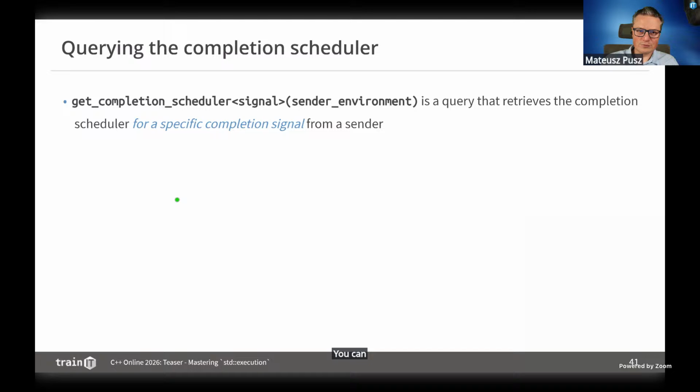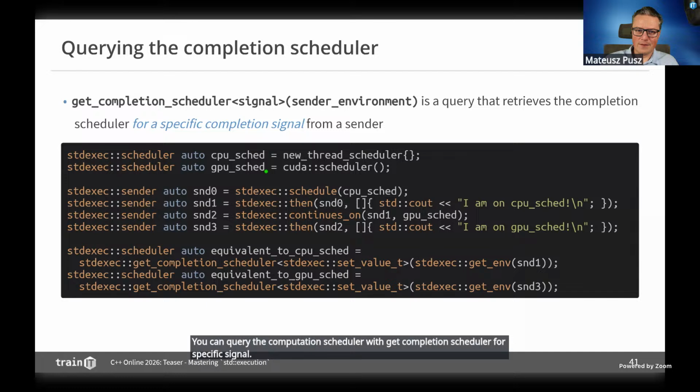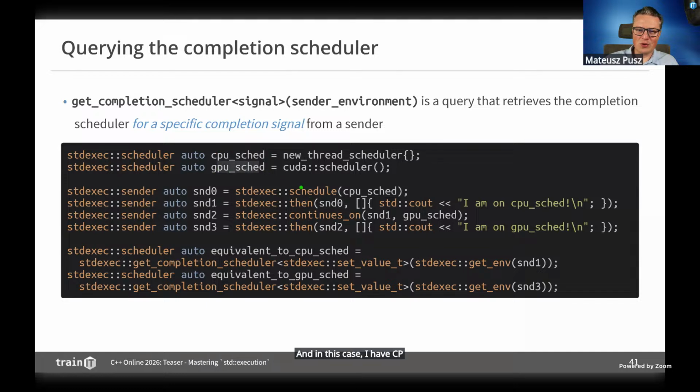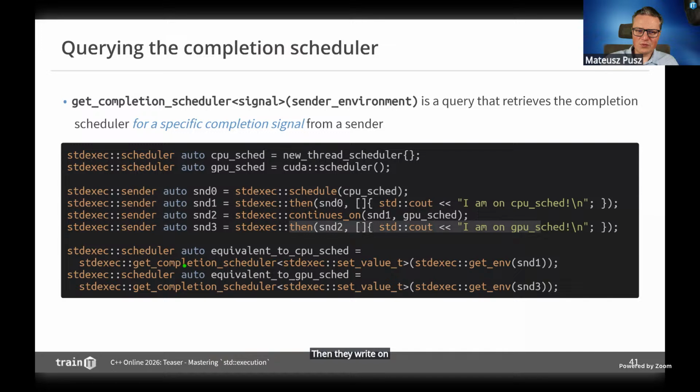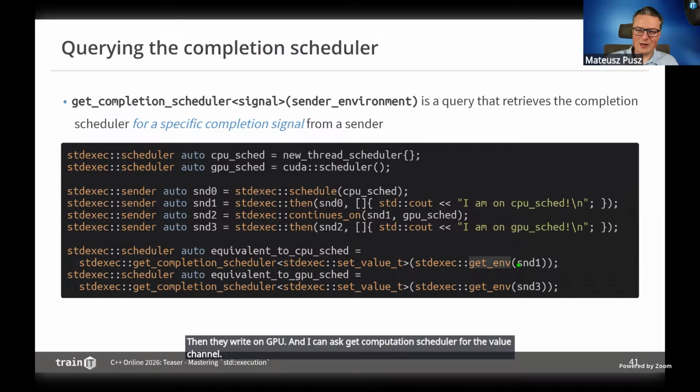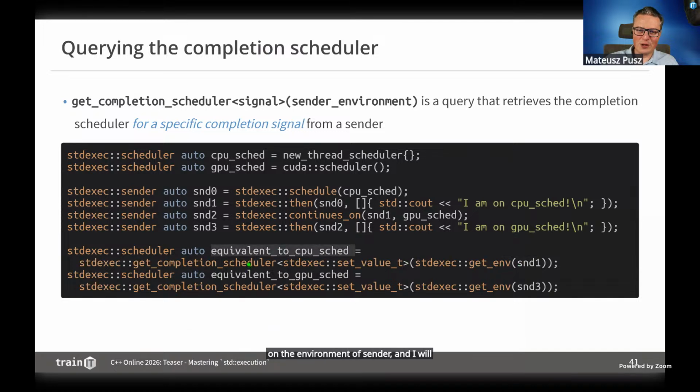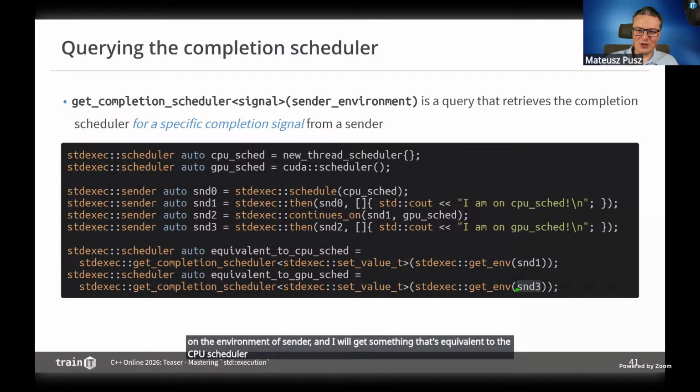You can query the completion scheduler with get completion scheduler for a specific signal. In this case, I have a CPU scheduler and a GPU scheduler. I start on CPU, then I write them on CPU. I continue on GPU, then I write on GPU. And I can ask get completion scheduler for the value channel on the environment of sender, and I will get something that's equivalent to the CPU scheduler. And when I do it on sender 3, I will get something that's equivalent to the GPU scheduler, because the pipeline is aware in this case where it has to be executed because it was encoded in the pipeline. It doesn't have to be, but in this case, it was encoded in the pipeline.